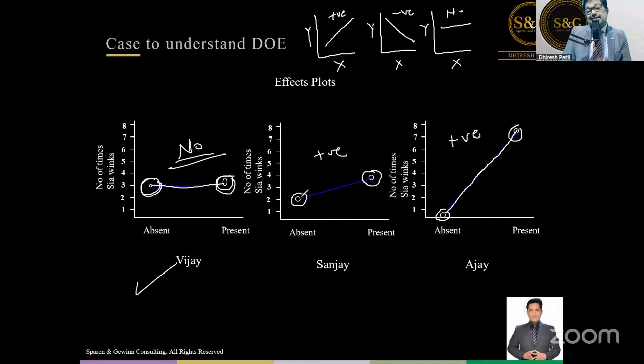But you can see the slope. This slope has a very low angle. But look at this slope, very sharp slope. That means Ajay's presence has the highest impact on Sia's smile. That's why we can say Ajay is a winner in this contest. Are you clear? And this is called an effect plot. And this is a basic level of experimentation.